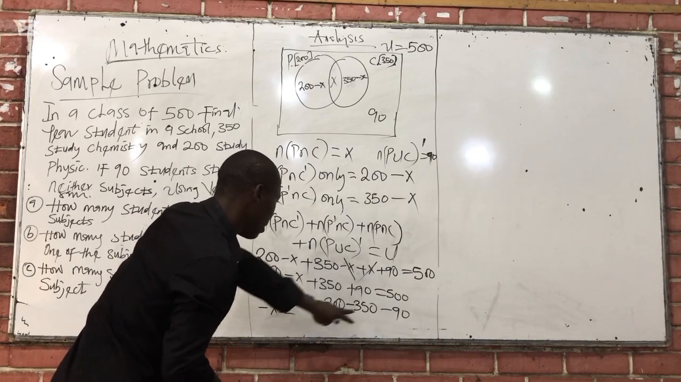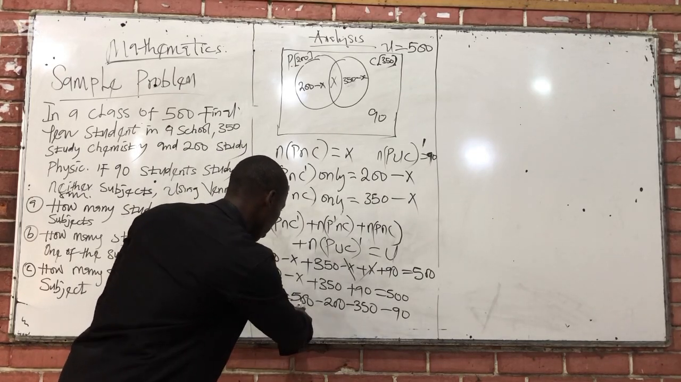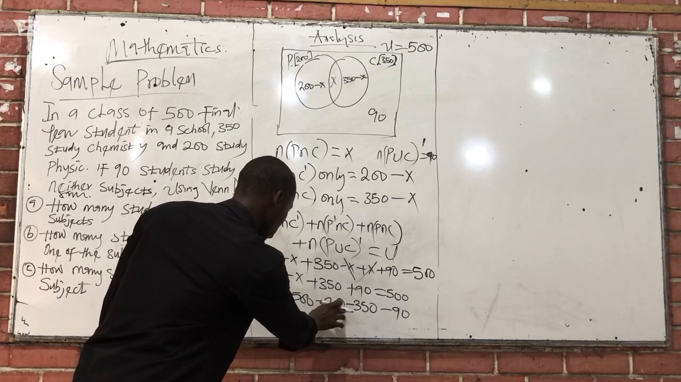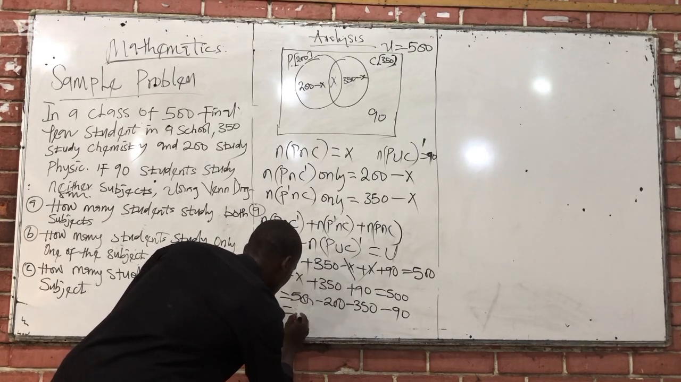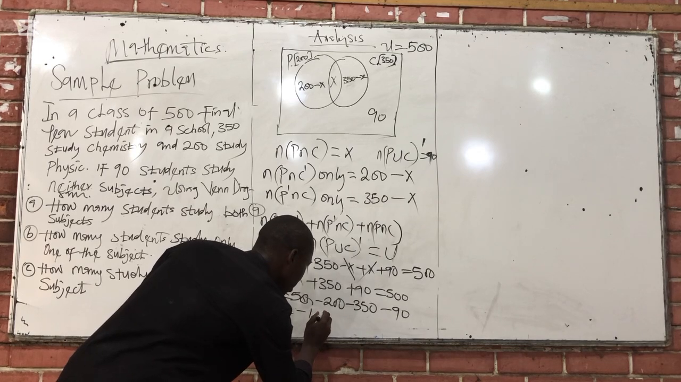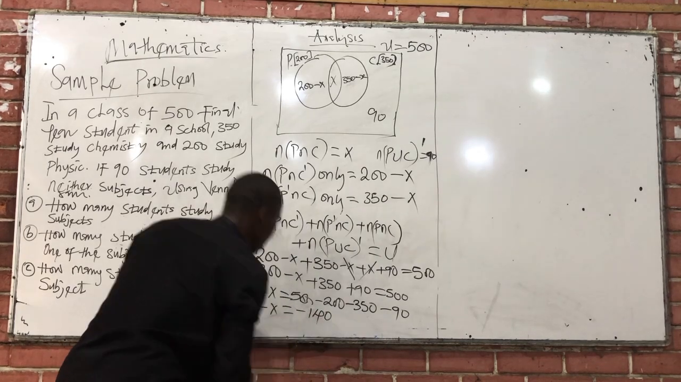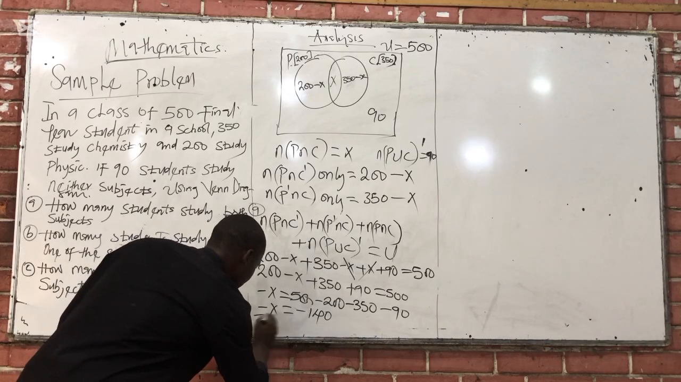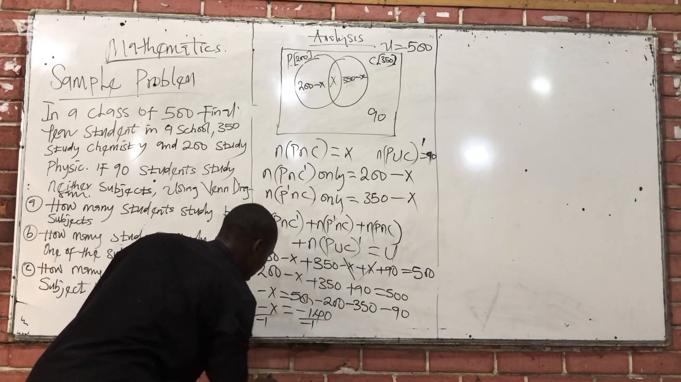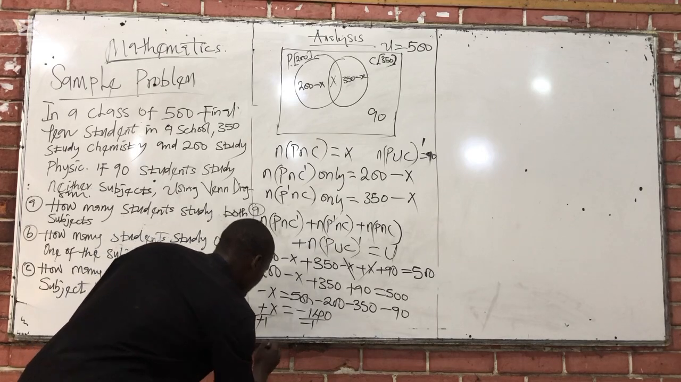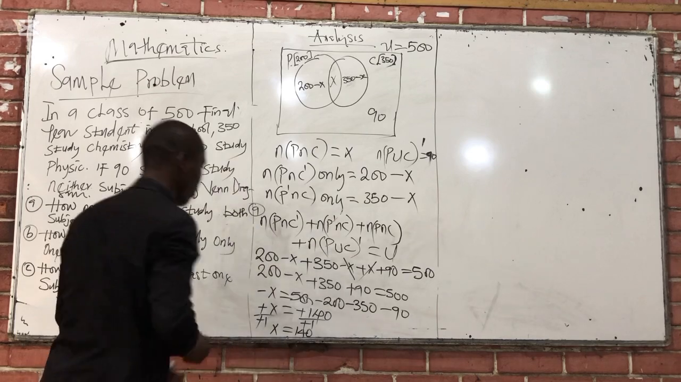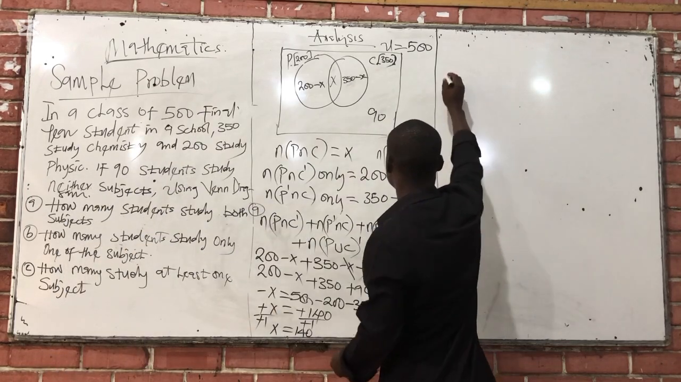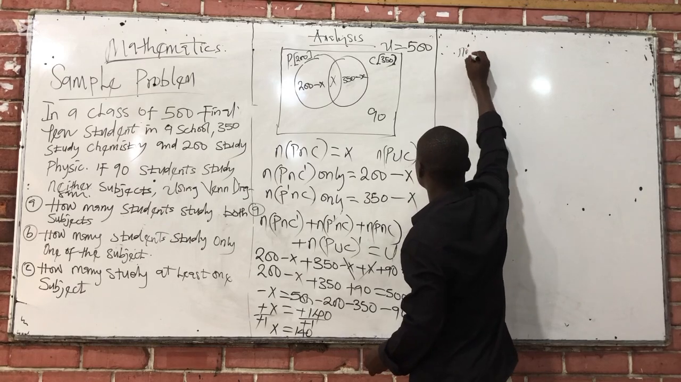So when you calculate this, you are going to be having 100 minus 140. So by the time I divide both sides by minus 1, the minus will cancel out. So I'll have x equal to 140.